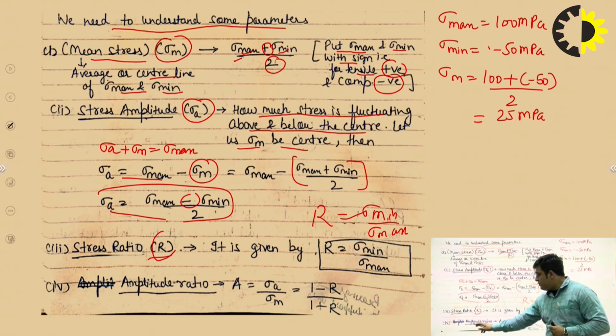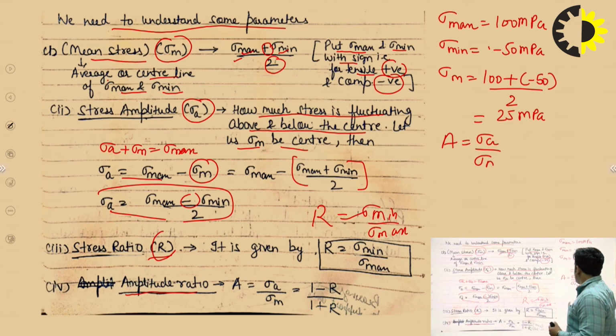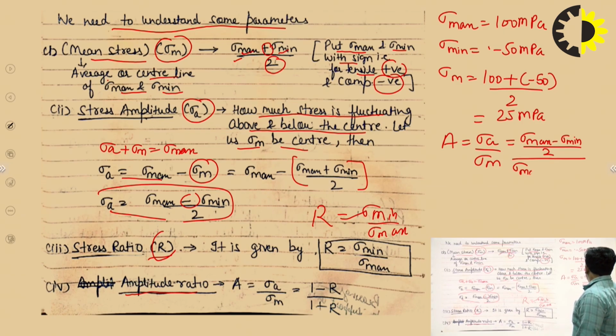Then another term is amplitude ratio. What is an amplitude ratio? Amplitude ratio is defined as the ratio of amplitude stress to the mean stress. Now we know this sigma a is sigma max minus sigma minimum divided by 2, as we have discussed. And this sigma mean is sigma max plus sigma minimum divided by 2.